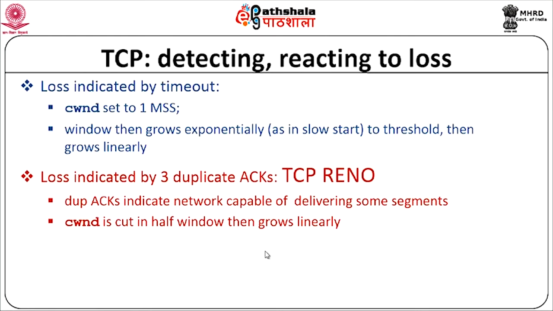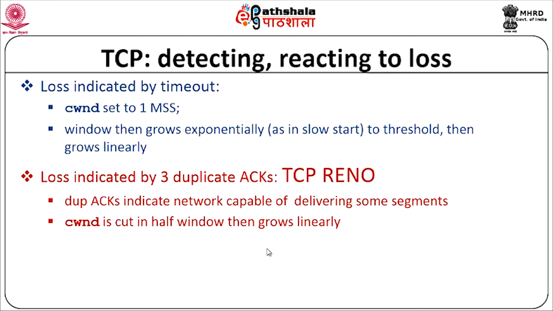This point, loss indicated by timeout, is common for both TCP Reno and TCP Tahoe. In the case of TCP Reno, since it also uses fast recovery, when a loss is indicated by 3 duplicate acks, the arrival of the duplicate acknowledgements is taken as an indication that the network is actually capable of delivering some segments. Because of that, you can try to increase the amount of data that you are sending into the network. So, you cut the congestion window in half and then grow linearly. You do not come back to slow start and start again from there, but just grow linearly.